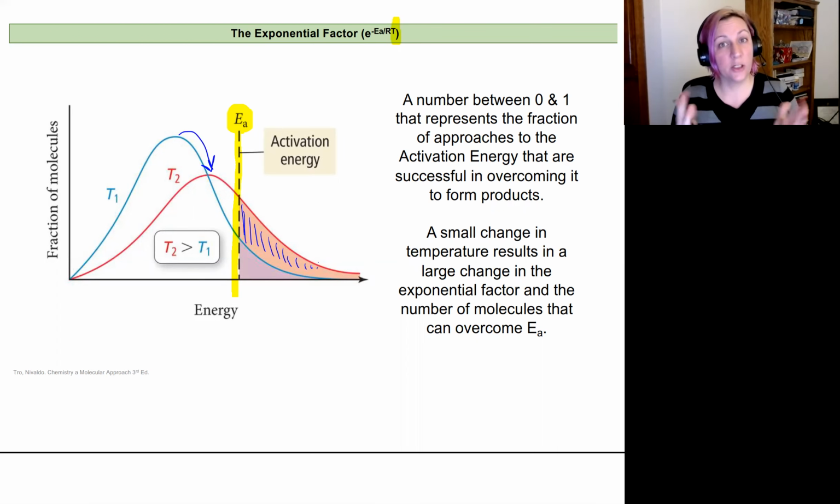And so as we increase temperature, we increase the average kinetic energy of our particles. We increase the number of particles that have higher kinetic energy than our activation energy, allowing more collisions to produce products.